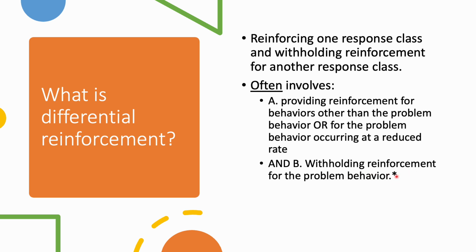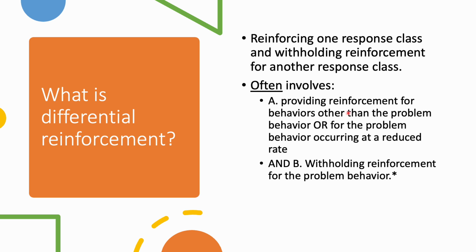It has a little asterisk next to it because, as I said, differential reinforcement often involves these two components, but there are exceptions to this. We're not always withholding reinforcement. In most cases we are withholding reinforcement, meaning extinction. We're implementing extinction for the problem behavior, but this is not the case all the time. I don't want to confuse you all, but we'll discuss a variation of differential reinforcement in the future. But most of the time when we are referring to differential reinforcement, it means that we are providing reinforcement for different behaviors, not the problem behavior.